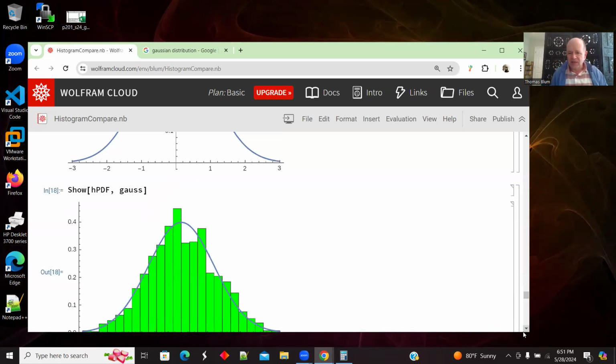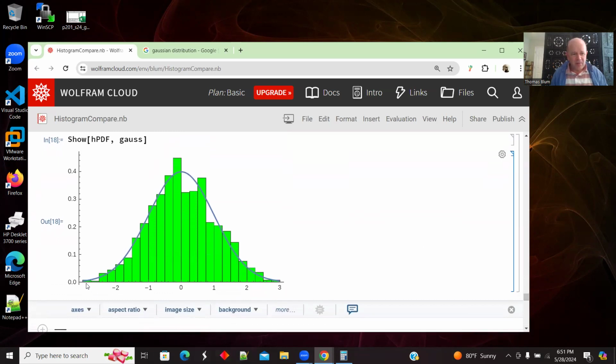And there we go. So we see that mathematical curve, that bell curve, that Gaussian curve, and the histogram are in agreement. And you expect some deviations here and there because it's random. If the number of samples goes higher, then that should get closer. The deviations would decrease. Okay.